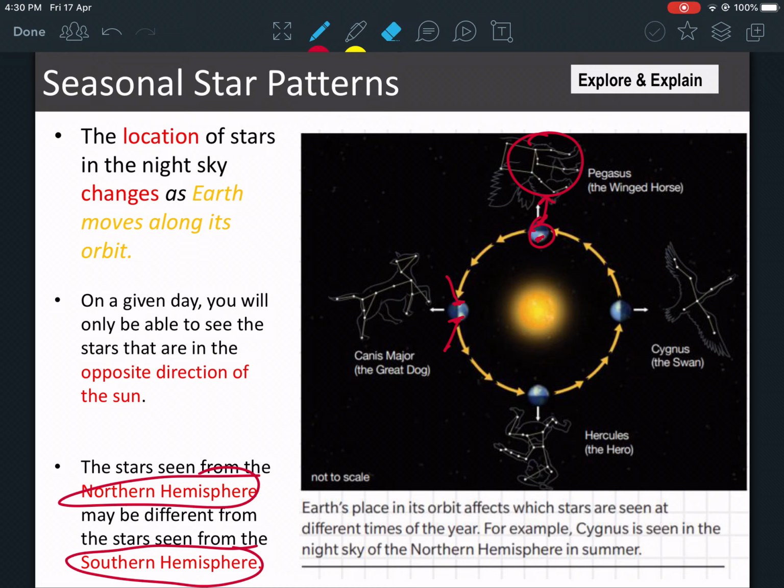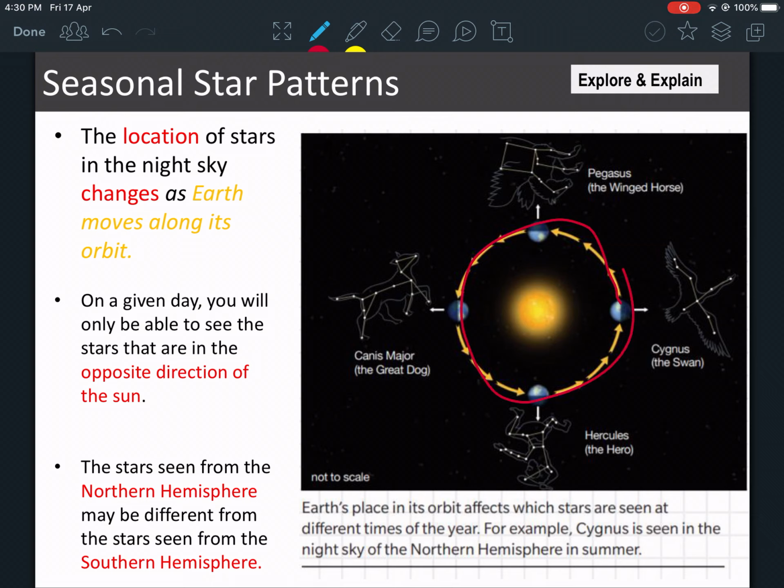Because of their location, here in the UAE, you're not able to see the same stars or the same constellations as people living in North America, let's say. It's different because of your location on Earth. And it's not the same during the seasons because the Earth moves around the sun.